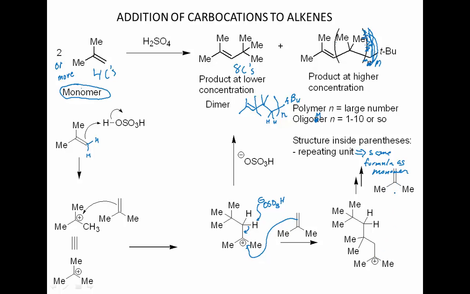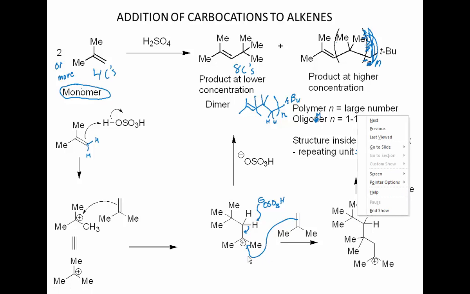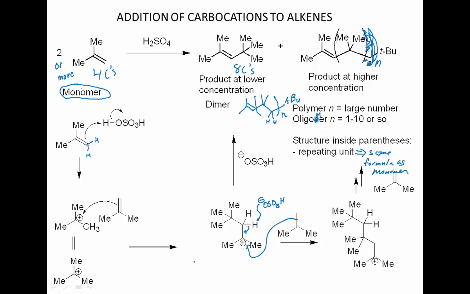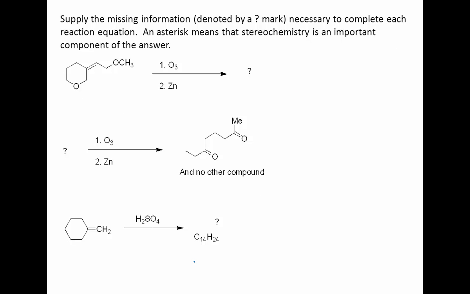and this process can keep happening over and over again, and ultimately you can incorporate lots and lots of these into the molecule. Okay, this is not the best way to make a polymer. We're going to look at polymer chemistry in the next slide and see a better way to do that. Okay, let's end this video with a couple of problems.